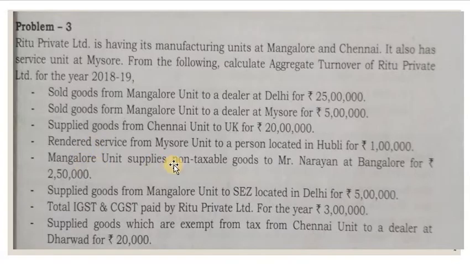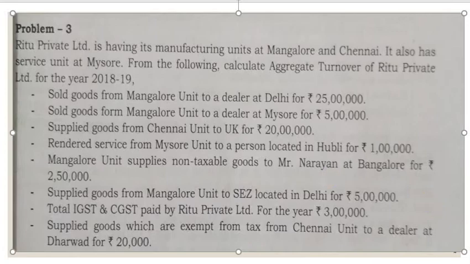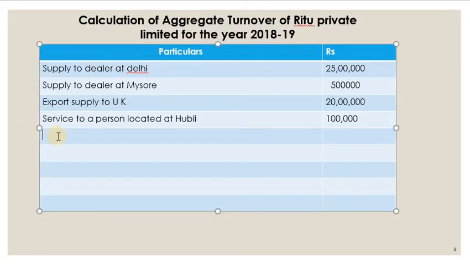Next one. Mangalore unit supplies non-taxable goods to Mr. Narayan at Bangalore. So again, Mangalore to Bangalore. It is not between the branches, it is to a different person. So it is again an intrastate supply and should be included. Supply of non-taxable goods to Mr. Narayan. How much is the value? It is 2,50,000.